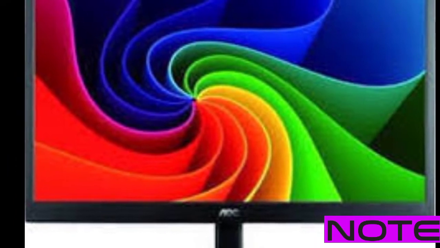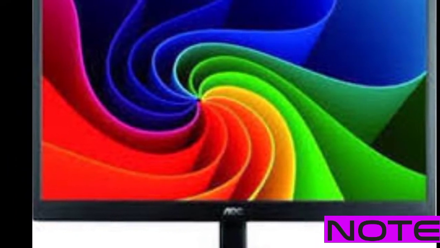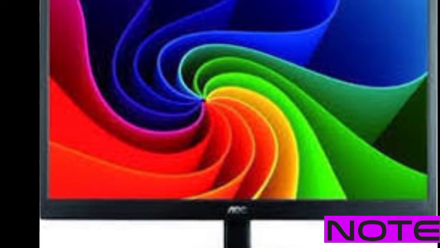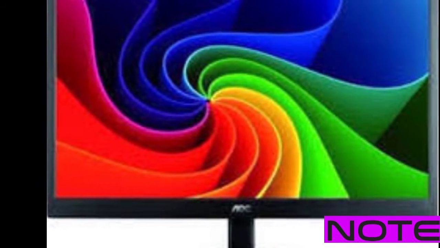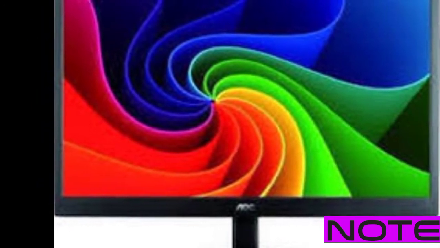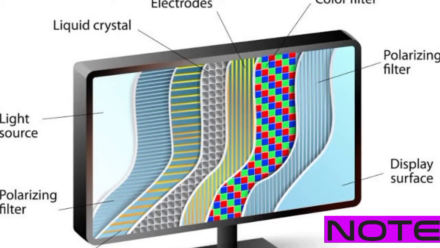In an LCD display, the image is produced by placing the liquid crystal between two glass plates. A special arrangement of light polarizers and electrodes is then used to form the image on the screen. The image is formed by passing light from a light source through the liquid crystal and by changing the property of the crystal by passing electric current through the electrodes.